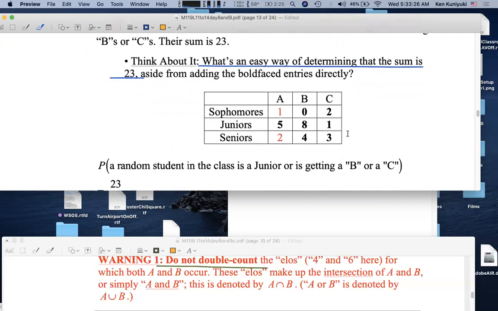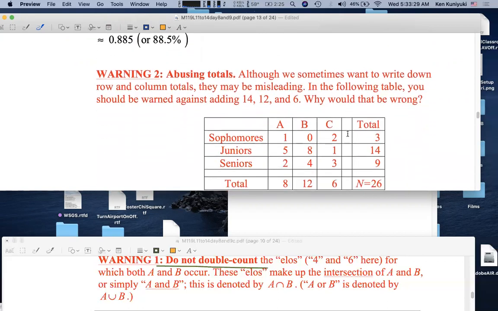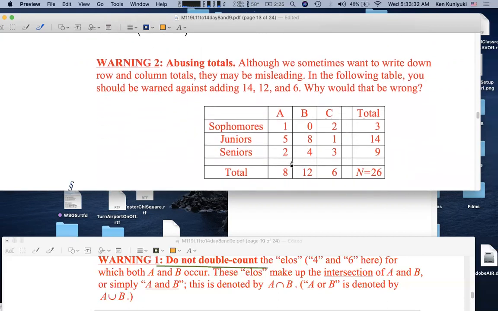Now, here's the thing. What if you had worked out the marginals? And very often in a problem, you would work out the marginals. So someone might say, hey, I notice here that there are 14 juniors, there are 12 students getting B's, and there are 6 students getting C's. Add them up, 14 plus 12 plus 6, that's 32. 32 over 26. No. First of all, obviously wrong. Why? Because this is greater than 1, so there's no way it's even a probability.